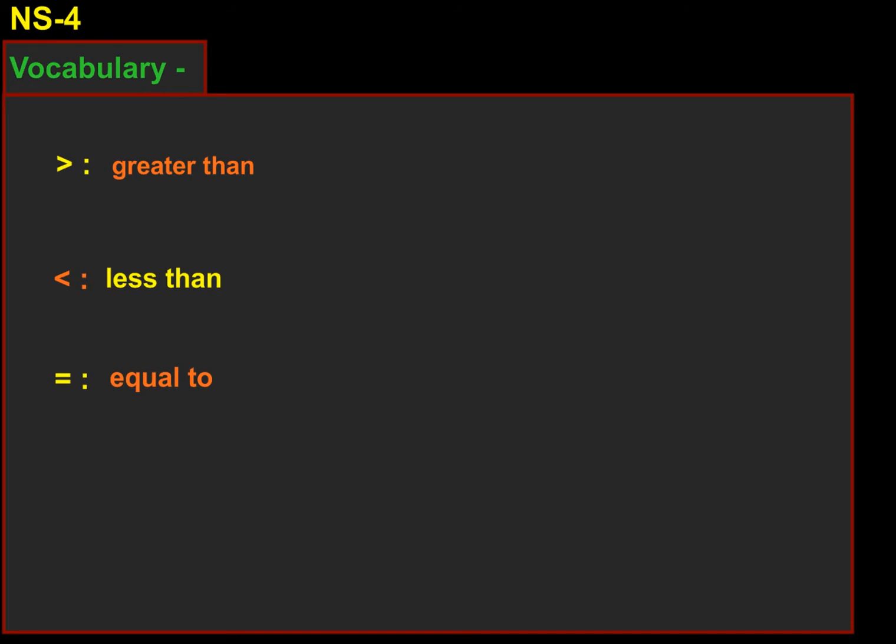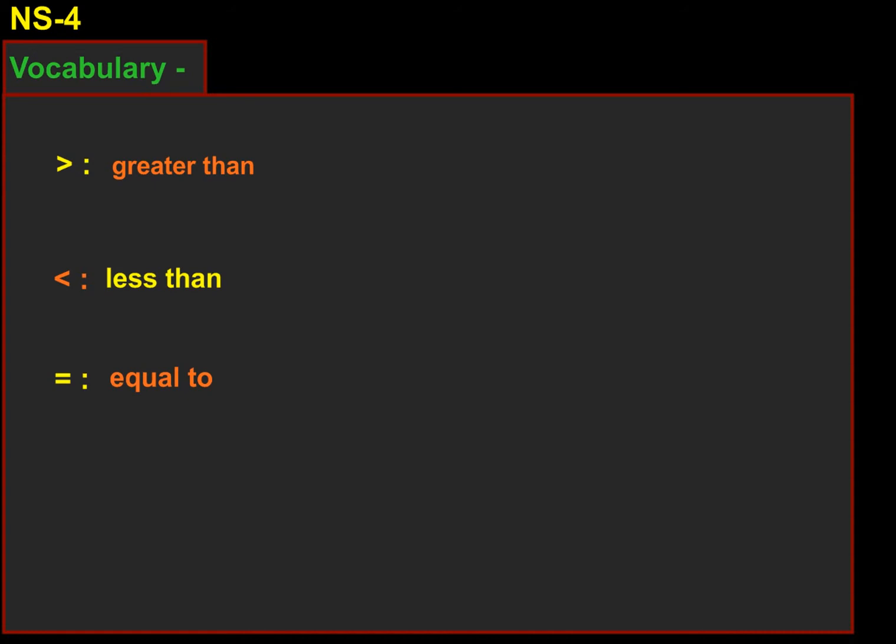First, we'll do some vocabulary. When you see this sign, it means greater than. When you see this sign, it means less than. When you see this sign, it means equal to.